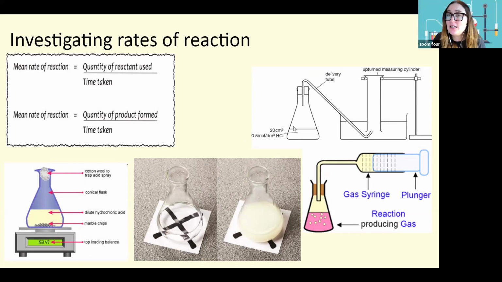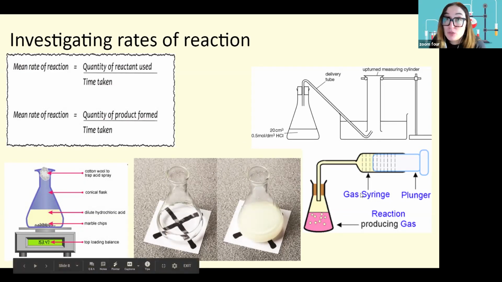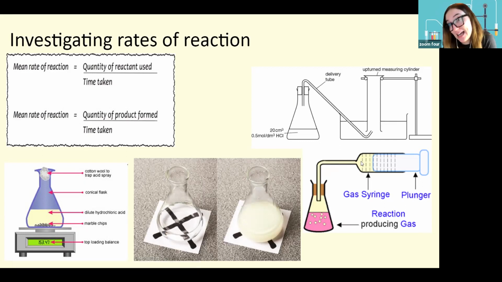So this first one here is measuring a gas. You will see that you've got an upturned measuring cylinder and the reaction happens in here and the gas is bubbled through to the measuring cylinder, and you can measure how much gas is being produced per minute, if you like, in there. Almost the exact same reaction with slightly different equipment here. You've got a gas syringe, the gas pushes the plunger out, and you can measure exactly how much gas is being made per minute or within 5 minutes, etc.